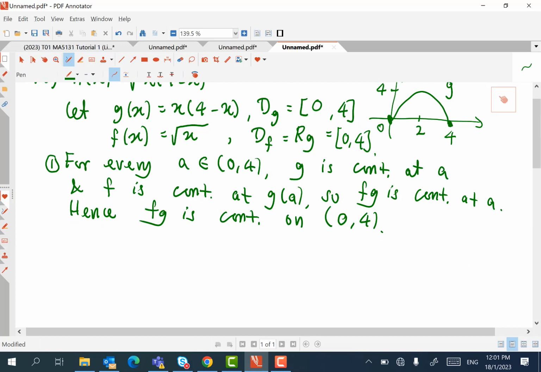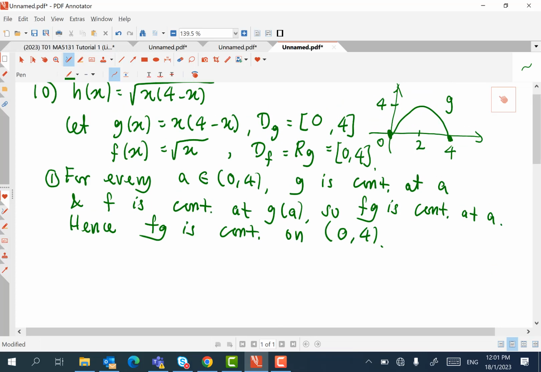Which part about the graph tells you how to infer what you wrote from it? How do you infer that g is continuous at a and f is continuous at g(a)? Because g(x) is a polynomial. Polynomial is continuous everywhere. Square root function is continuous everywhere on its domain. These are known continuous functions. So this statement is true based on the fact that these are functions which are continuous on their domains.